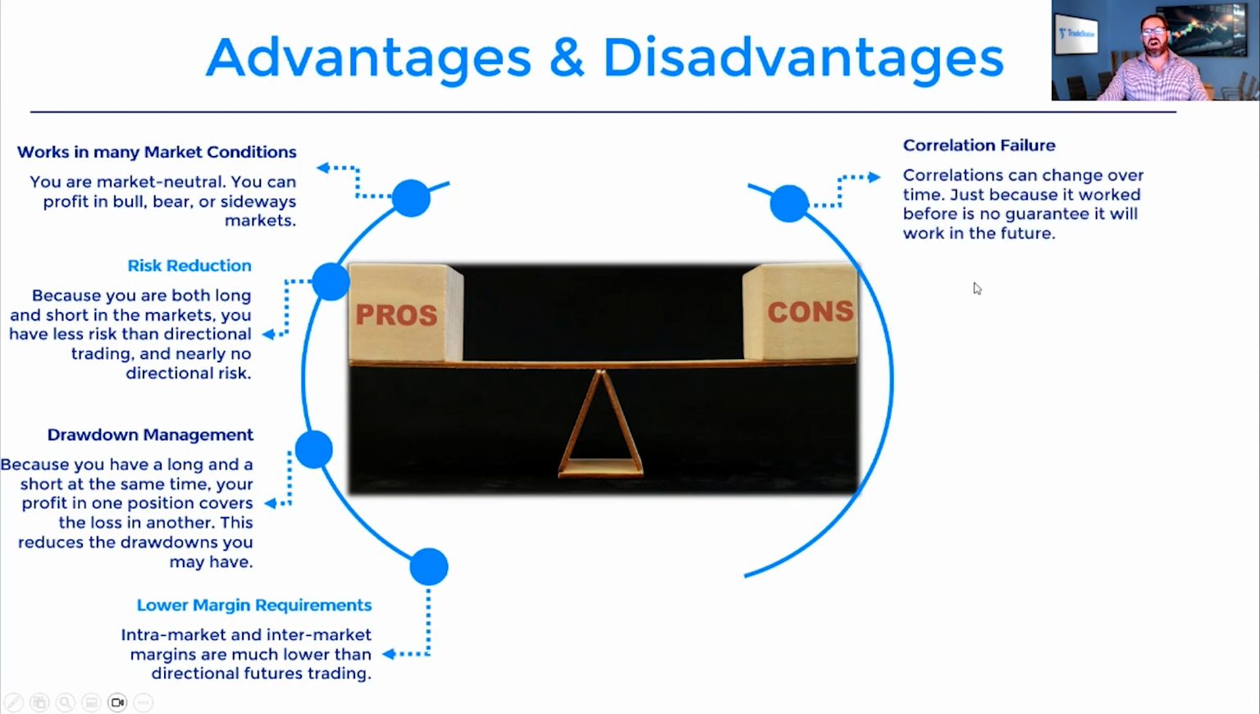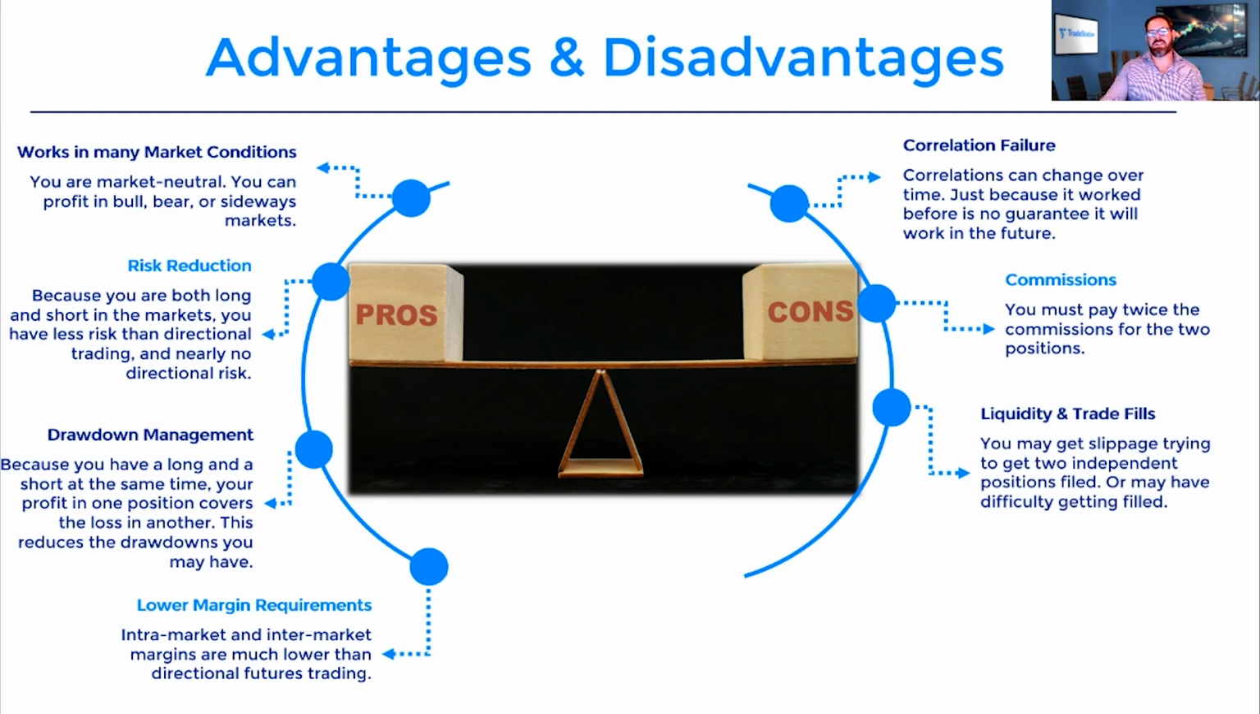Some of the cons are correlation failures. Just because things worked in the past doesn't mean they're always going to work. So you've got to make sure you put in protective stops as well. We'll talk more about that in more advanced strategies in the next lesson. You also have to pay for multiple contracts. Instead of just buying one or selling one, you're buying one and selling one. So you have two commissions and multiple fees.